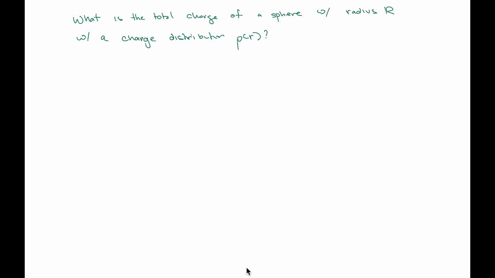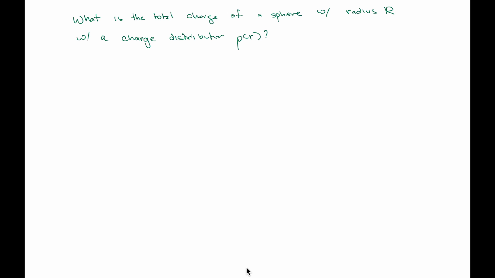The question we are going to answer in this example is pretty simple, really. Okay, what is the total charge of a sphere with a radius of R, okay, with a charge distribution rho sub r, okay? And later we'll actually simplify that a little bit, but we'll keep it kind of general for now. All right, so this is our task.